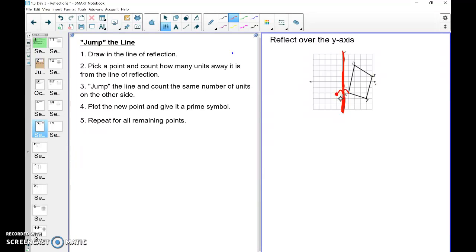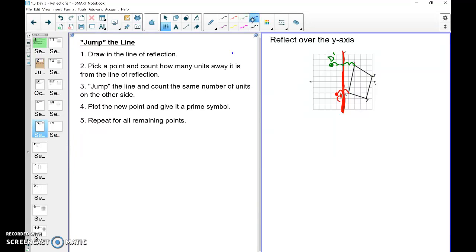Okay. Plot the new point and give it the prime symbol. So this is my new C prime. It's really hard to draw the prime symbol there. That should say C prime. And then repeat for all other points. So if I'm going to do it with D, D is 1, 2 steps away. 1, 2 steps away is now D prime.